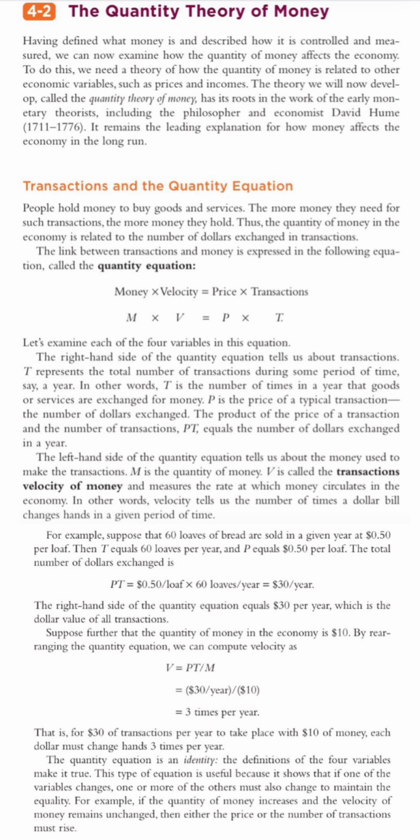The quantity equation is an identity. The definitions of the four variables make it true. This type of equation is useful because it shows that if one of the variables changes, one or more of the others must also change to maintain the equality. For example, if the quantity of money increases and the velocity of money remains unchanged, then either the price or the number of transactions must rise.